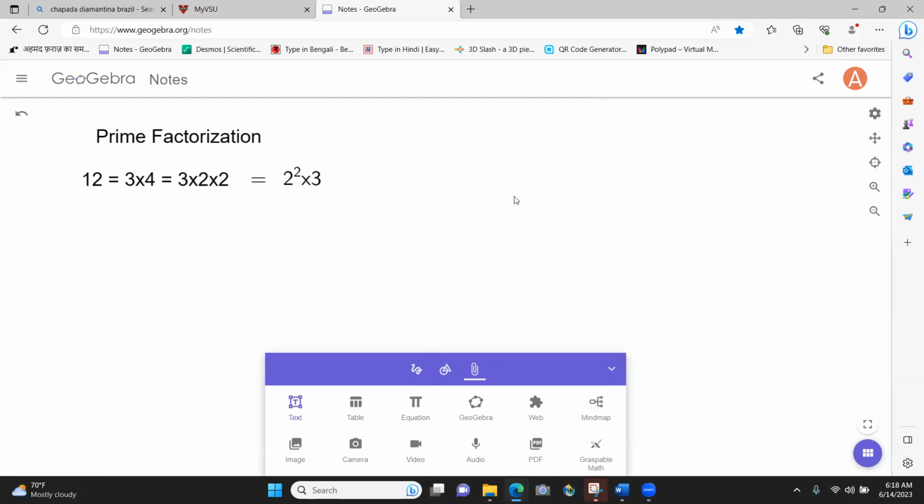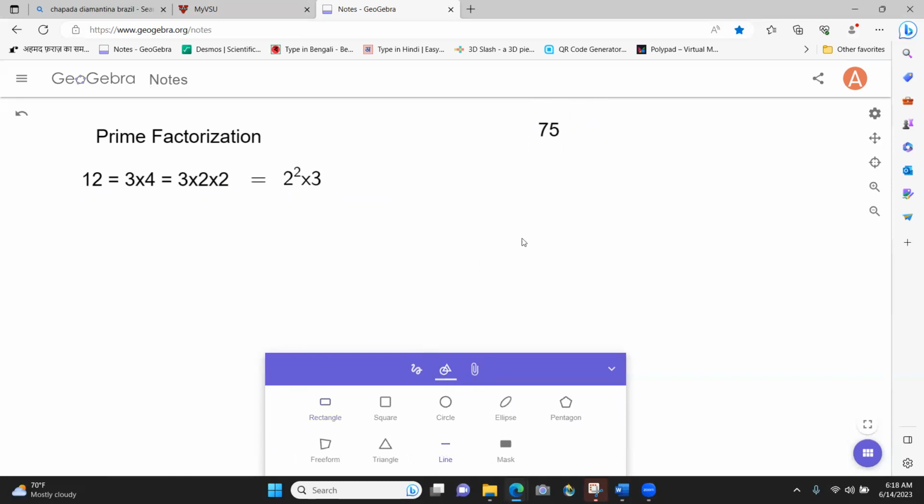Okay, guys? I'm going to take another number. Let's say I'm going to take 75. I want to do the prime factorization of 75, and that means I want to express 75 in terms of prime numbers. All right, how do we do that? Well, let's break it apart and test if they are prime numbers or not. I'm going to break it apart like this. You break it the way you want to break it.